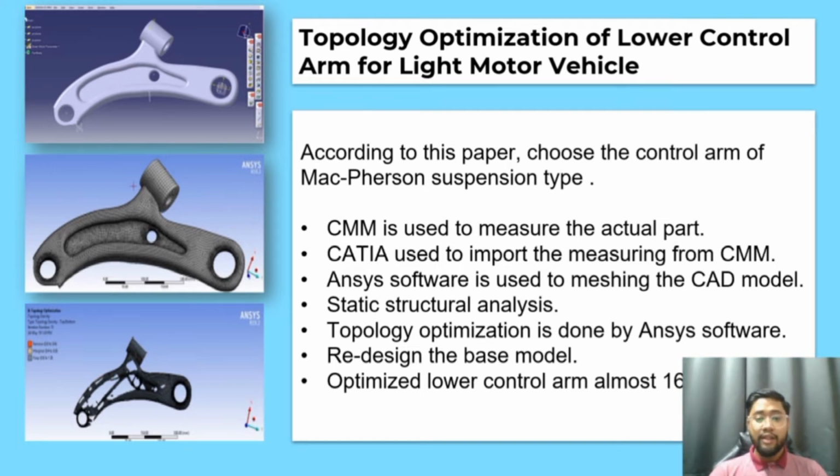In this paper, they manually redesign the control arm to find the optimized model. After that, they import the optimized part into ANSYS for further static structural analysis. They achieve a percentage of cost saving in material for the optimized lower control arm over the existing one of 16.57% from the base model.